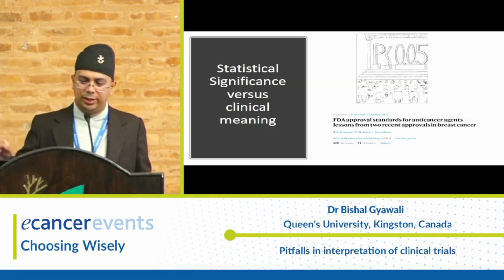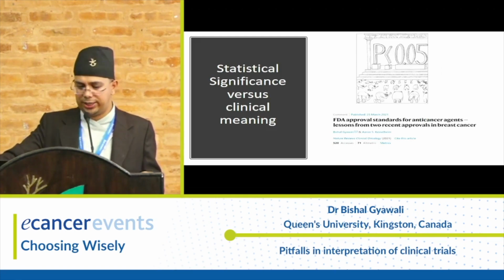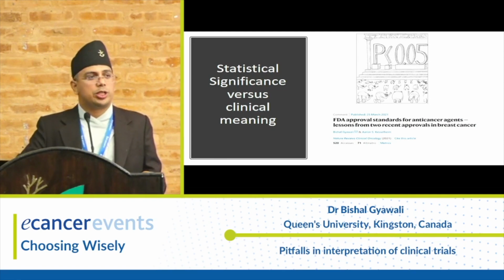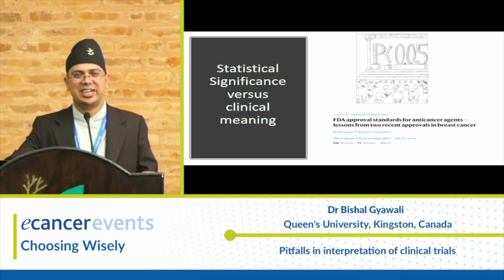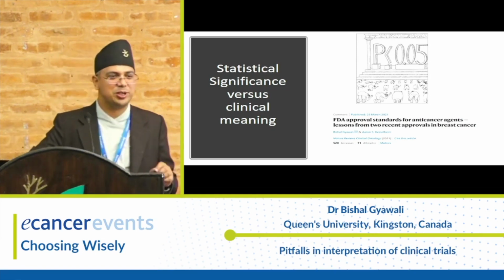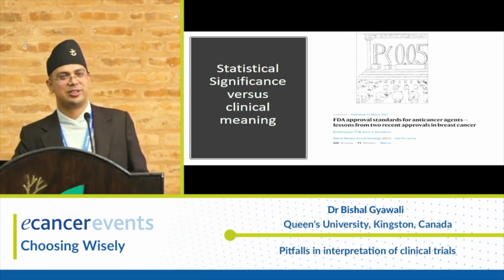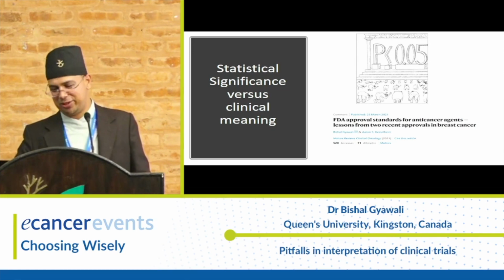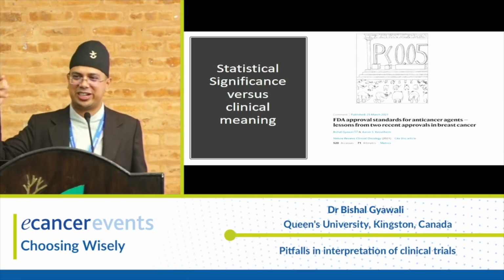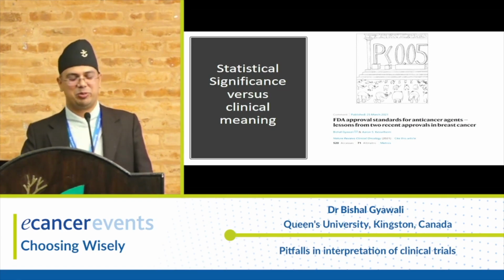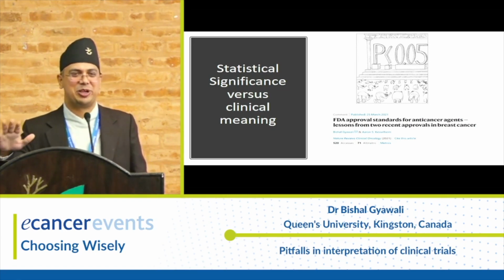So let's move on to the issue of statistical significance versus clinical meaning. We all know how important a p-value of less than 0.05 is. With a p-value of less than 0.05, you get a paper published. More than 0.05, you don't get a paper published. And many people actually do several maneuvers to get a p-value of less than 0.05. Sometimes they might think that maybe this patient was not important, let's exclude this patient, and then Eureka, 0.049, and you can publish the paper.